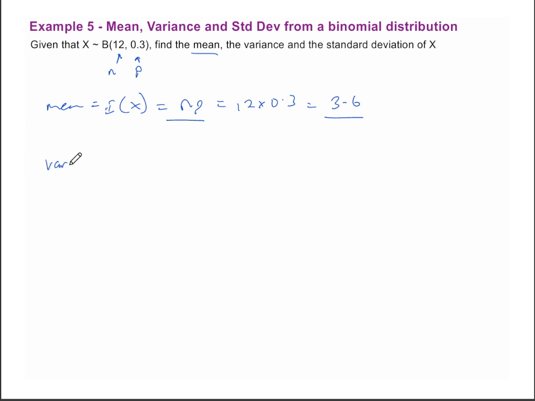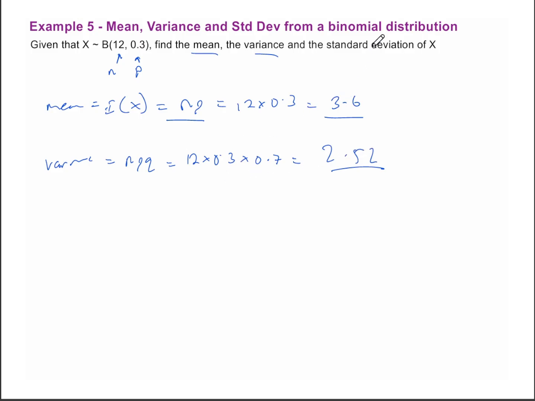Then when we want our variance, that in a binomially distributed random variable is just npq, where n is a number of trials, which is 12, p is the probability of success, which is 0.3, and q is the probability of failure, which is 0.7. This ends up giving us 2.52. That will be the variance of my discrete random variable x.